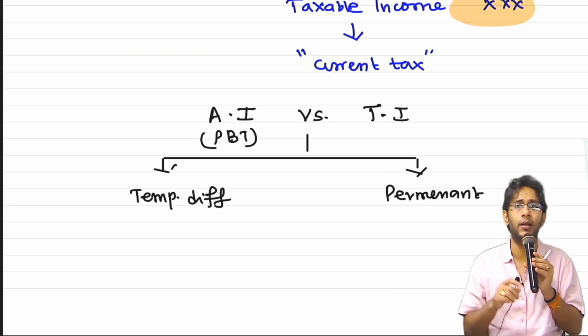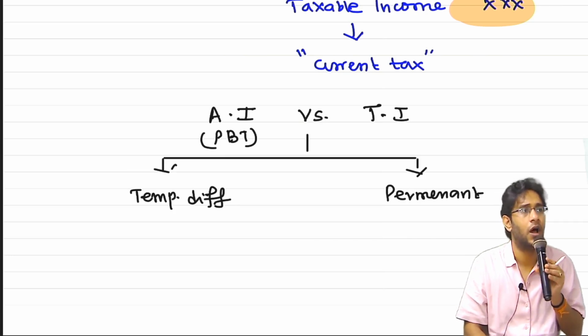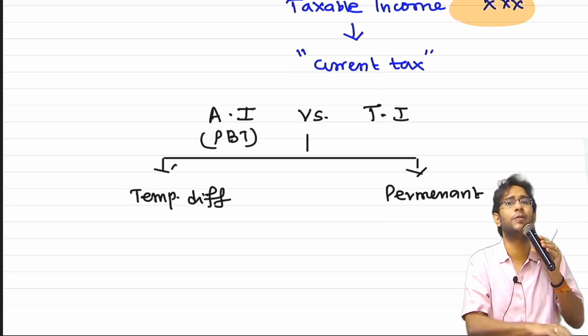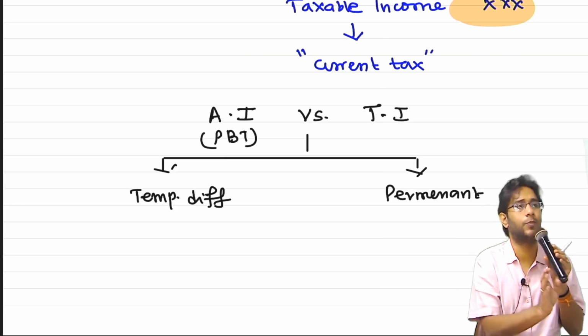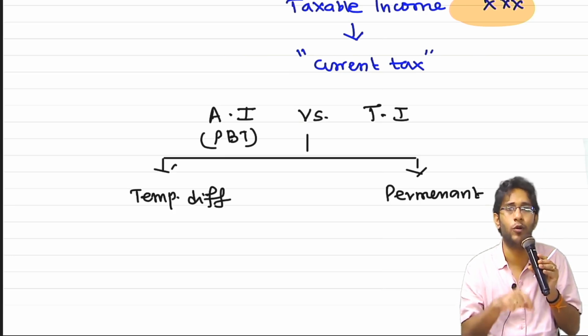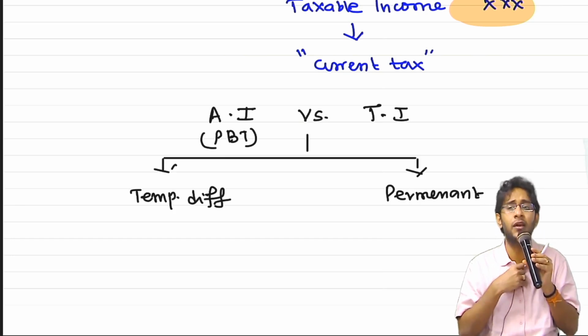Similarly, you made a donation to a private trust where your wife and kids are members. You booked it as an expense in your P&L account. Expense, there is no doubt. But from an income tax point of view, it is disallowed. Disallowed, but allowed next year? No, permanently disallowed.